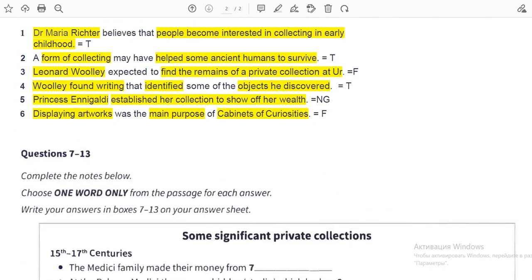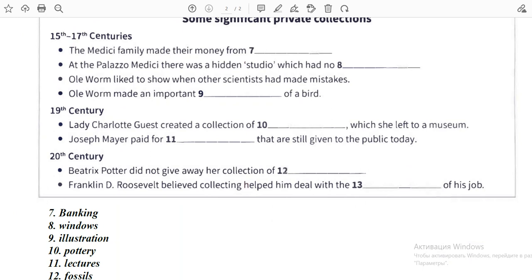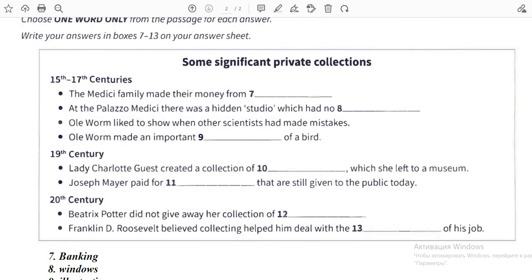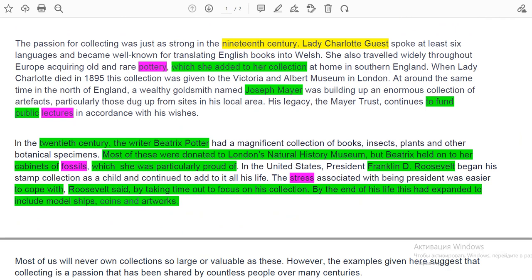So, how is that? Franklin D. Roosevelt believed collecting helped him deal with the stress of his job. The phrase here, model ships, coins, and artworks, provides a distraction. None of these objects were relevant to his job as president. But stress associated with being president was easier to cope with.